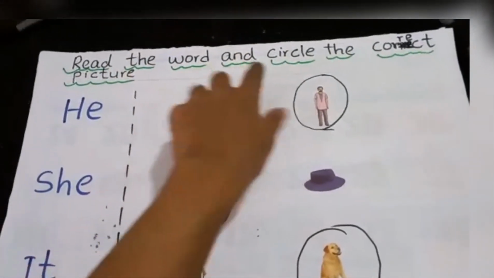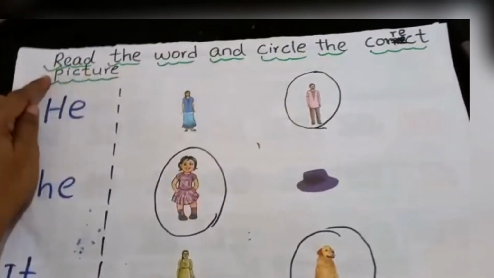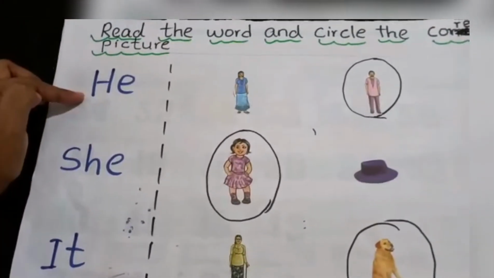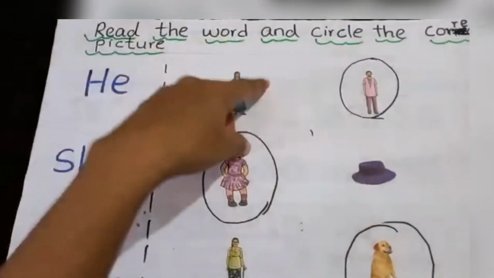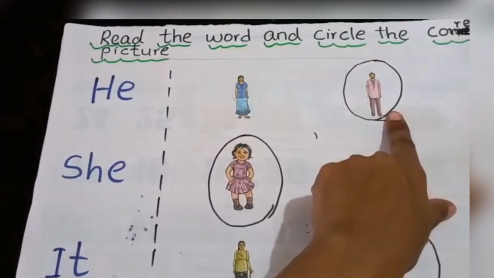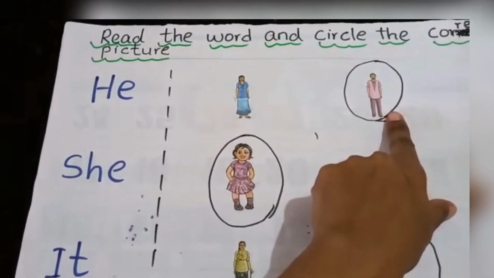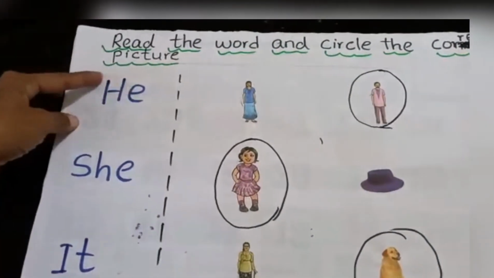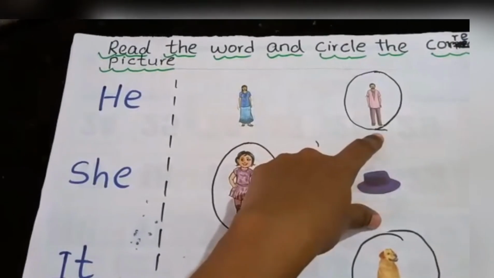Read the word and circle the correct picture. Now the word is he. There's a picture of a woman and a picture of a man. So he is used for a man. We use he for man. So we will circle the man.